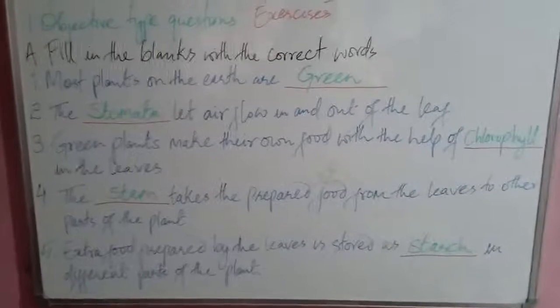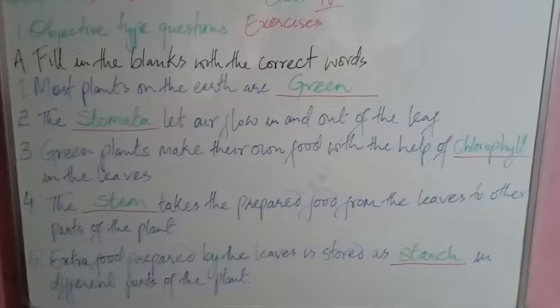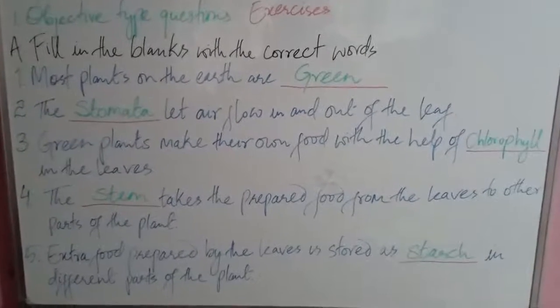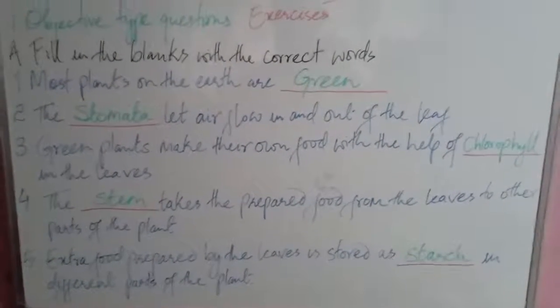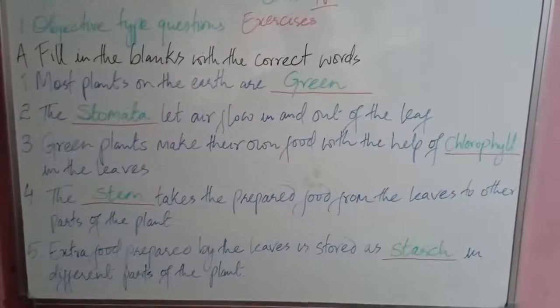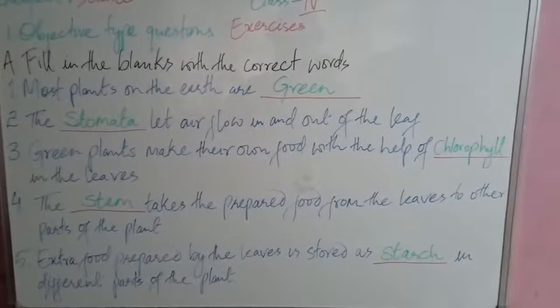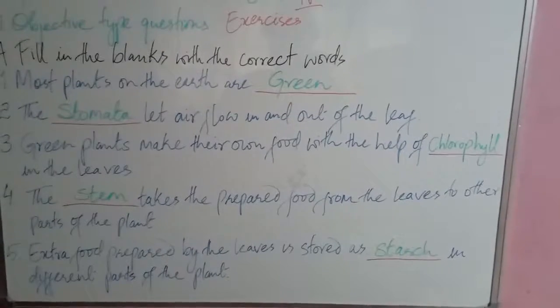And then the stem takes the prepared food from the leaves to other parts of the plant. And then question number 5, extra food prepared by leaves is stored as starch in the different parts of the plant.